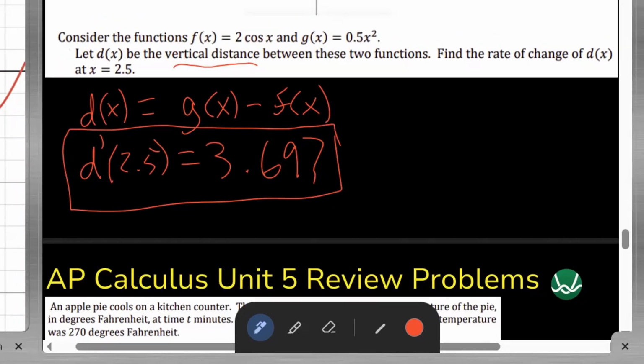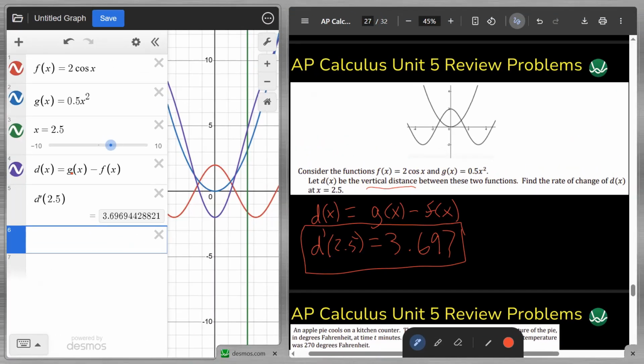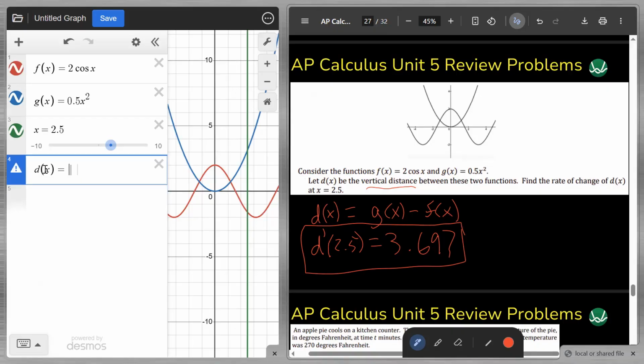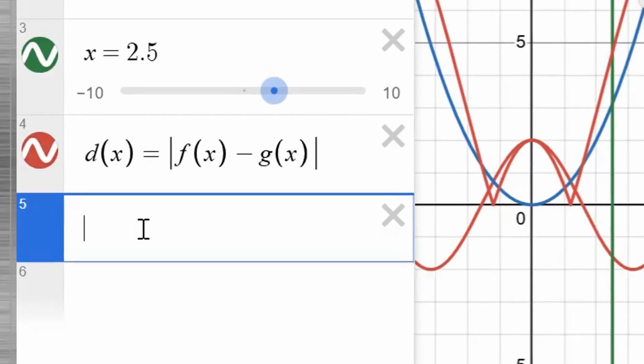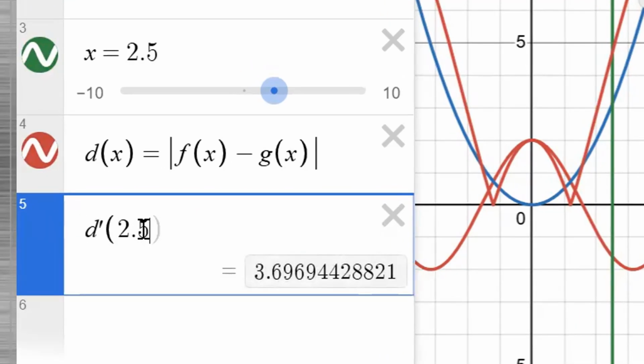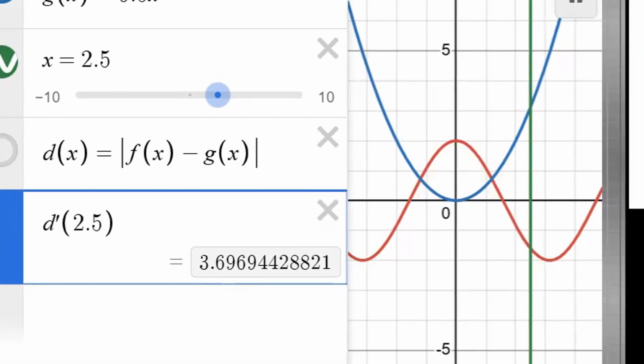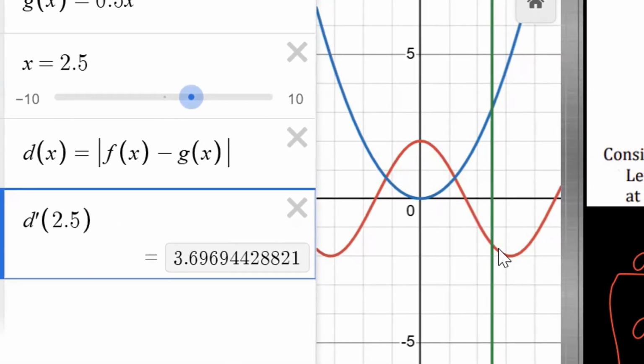Now, an alternative way to do this is to define d as the absolute value of f minus g, because notice the functions change which one's on the top and which one's on the bottom. So the subtraction is going to be different based on where you are in the graph. So if I define it as the absolute value of the difference and still use the prime notation, you still get the same answer.